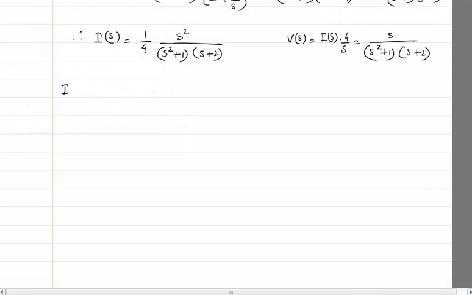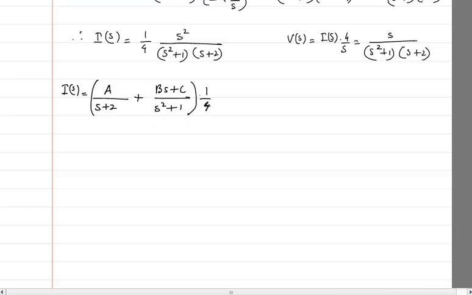So I of s, I will write in partial fraction form as a divided by s plus 2 for the first one, and plus bs plus c divided by s square plus 1. Why? Because this is a quadratic form, so the numerator has to be of the form bs plus c. I am having 4 here. If I don't want to make that much of a problem, I can multiply this with 1 by 4. So no problem. In the end I will multiply it with 1 by 4.